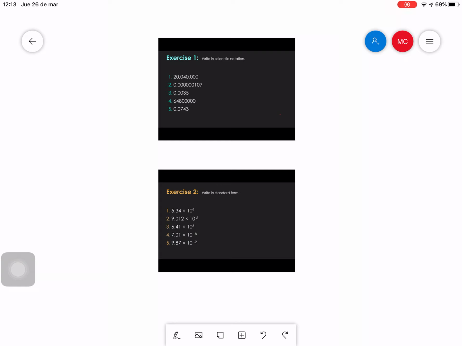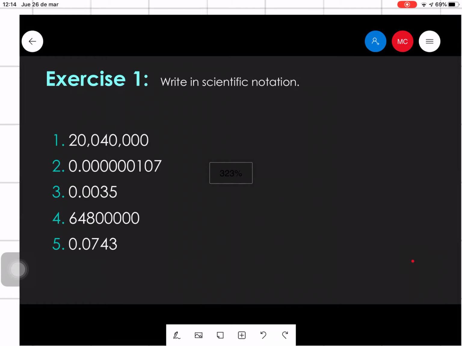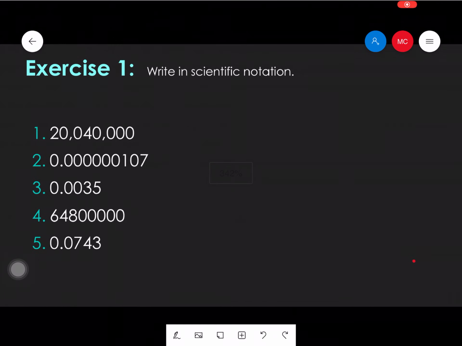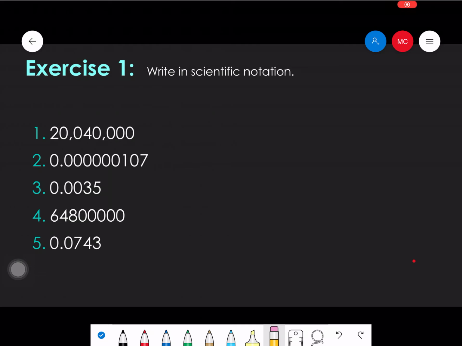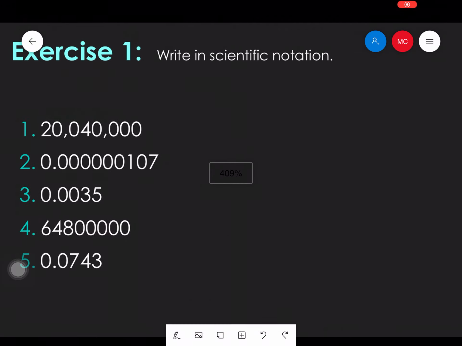We're gonna start checking exercises 1 and 2. The instruction was to copy them in your notebook and answer. So let's check if you had the right answer. I'm gonna give you some clues or hacks to solve it easily and better, so that you have everything correct.